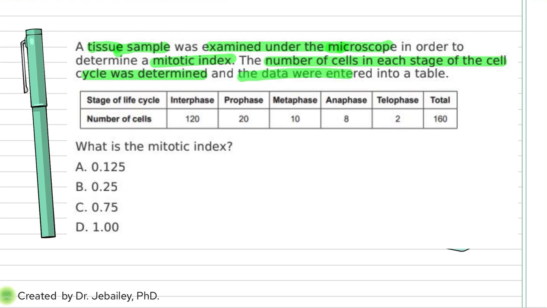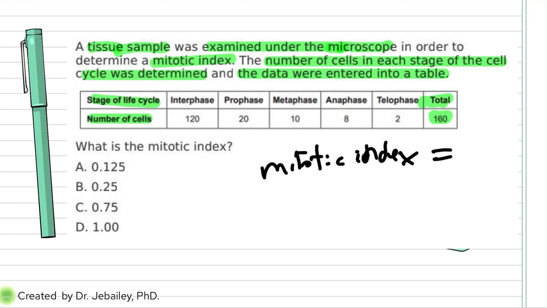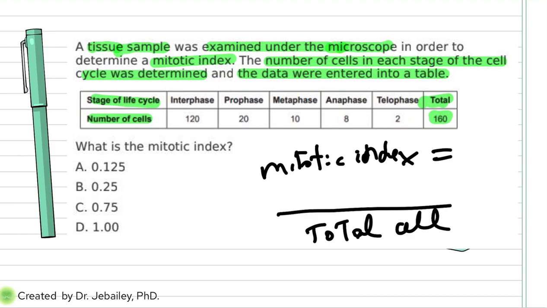You can see the data was put in the table. Here we have the number of cells, and here we have the stages of life. In total, there were 160 cells. So what's the equation for the mitotic index? This you should know by heart. It is the number of cells dividing over the total cells there are in the tissue sample they took.